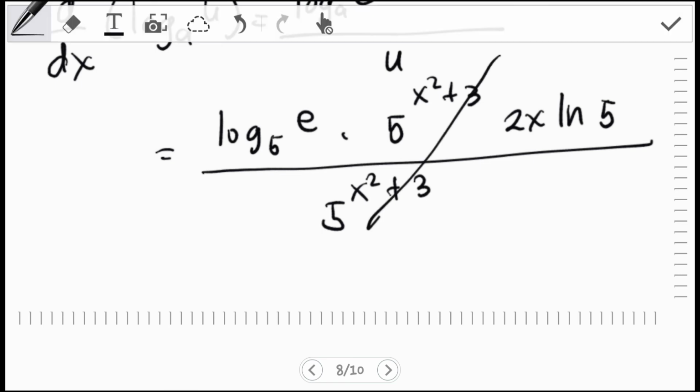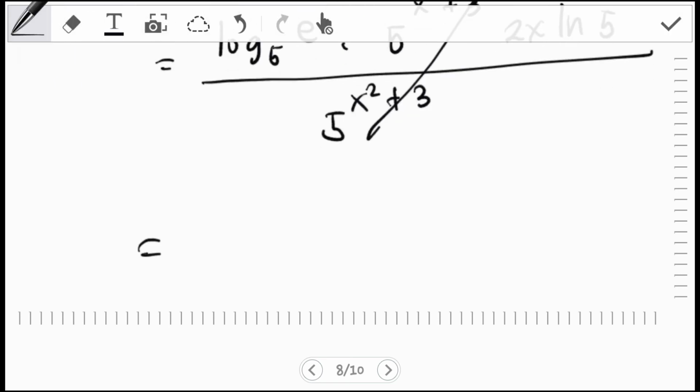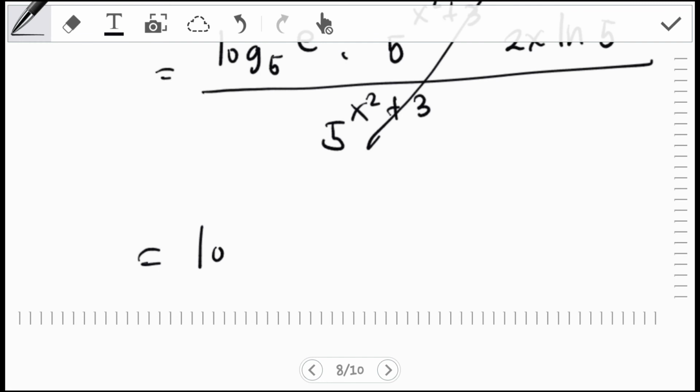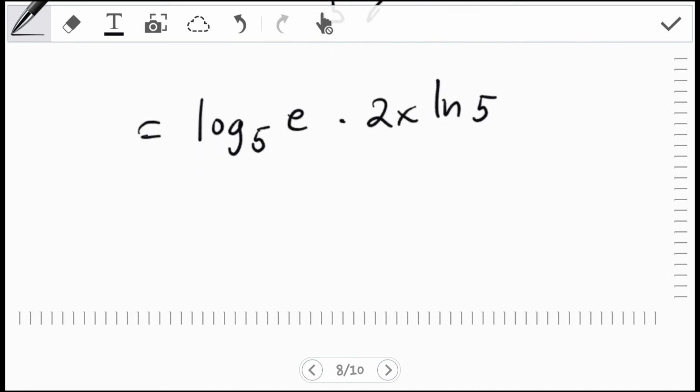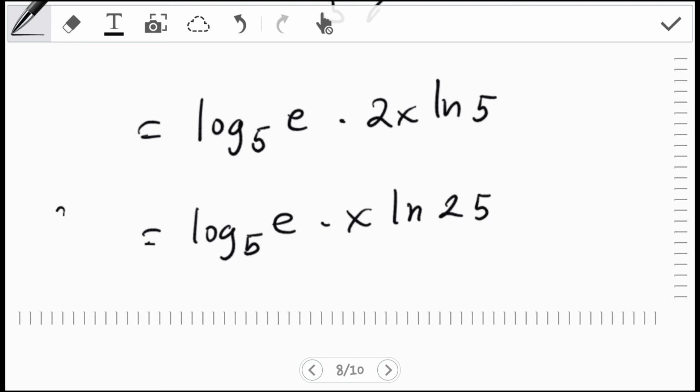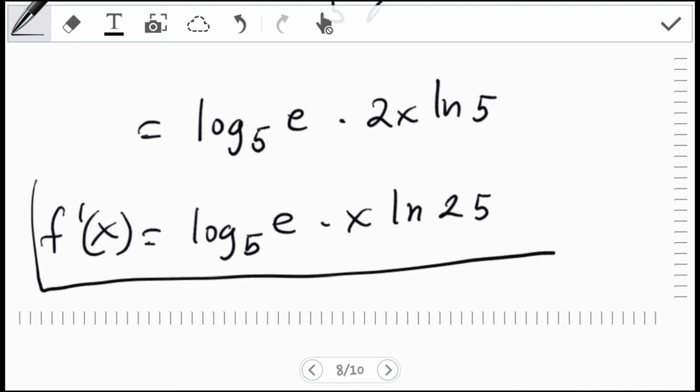We can now cancel. Okay. So the answer is log 5e, then times 2x ln 5, or log 5e times the x ln 25. So that is the equivalent derivative of the problem given.